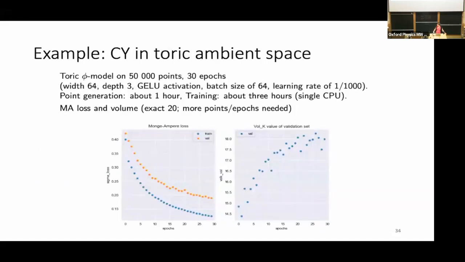So for this particular example, it's written here. Training point generation takes about 1 hour, and training about 3 hours. We've only worked with, I mean, I've run most of my experiments on this laptop, which is not the most performant machine in the world, and then we have had some good desktop machines, but nothing beyond that.